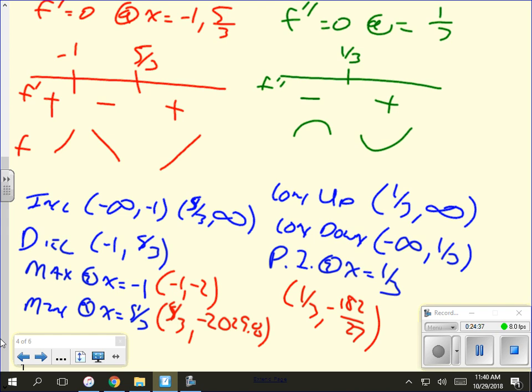I have my high point, my low point, and I have it where it changes curve angles. And then I can kind of sketch everything in between because I know what's going on. It's going up, it's going down, it's curving this way, it's curving that way. I've got a really good picture of what that graph looks like.